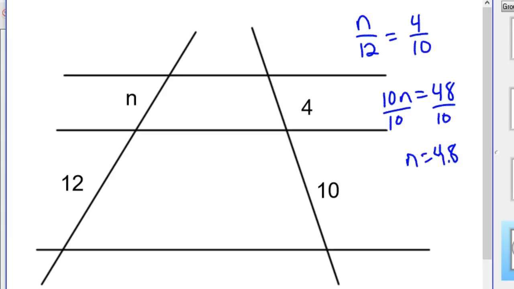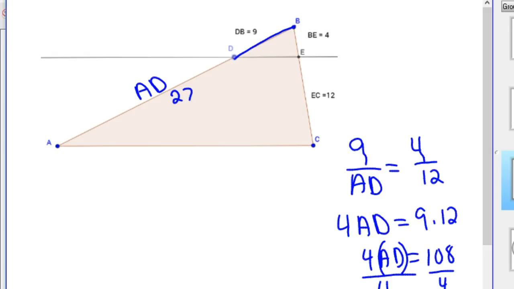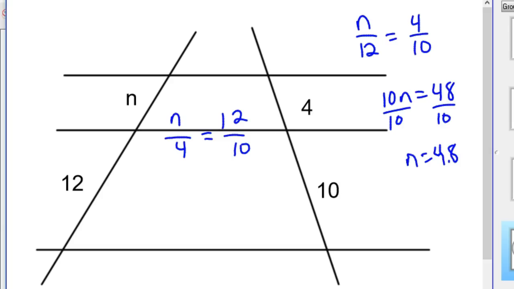What's kind of nice about this is you don't necessarily have to go in that order, as long as you don't crisscross. In other words, you could set up the proportion n over 4 equals 12 over 10 and end up with the same thing. Same with back here. You could have also set up the proportion as 9 over 4 equals AD over 12. A lot of that can be proven with the properties of proportions.